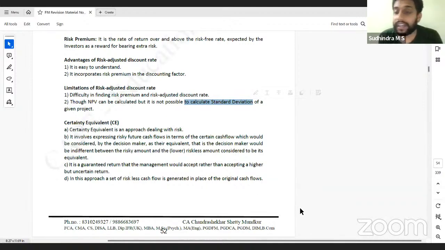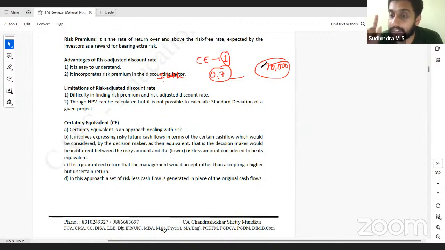Next, we have certainty equivalent. What is the certainty equivalent? It's an approach for dealing with risk. From risky cash flows, we remove the risk so that it becomes riskless cash flow. How do I remove the risk? By multiplying by the certainty equivalent. If certainty equivalent is 1, that means it is risk-free cash flow. If certainty equivalent is 0.7, that means there is 30% risk. So if the cash flow is 1 lakh, how do I get risk-free cash flow? 1 lakh into 0.7, 70,000. That's how we get risk-free cash flow.